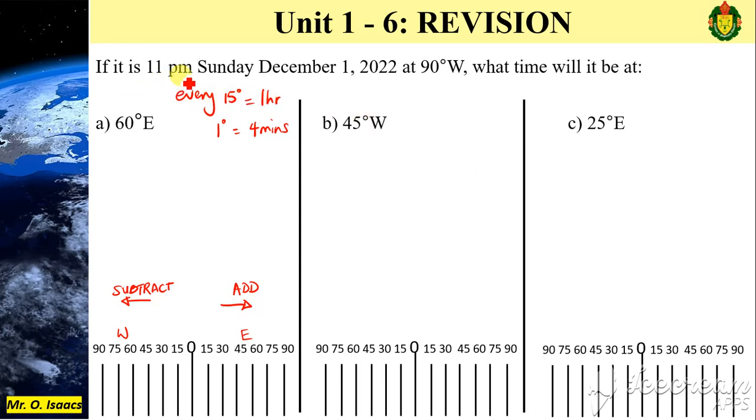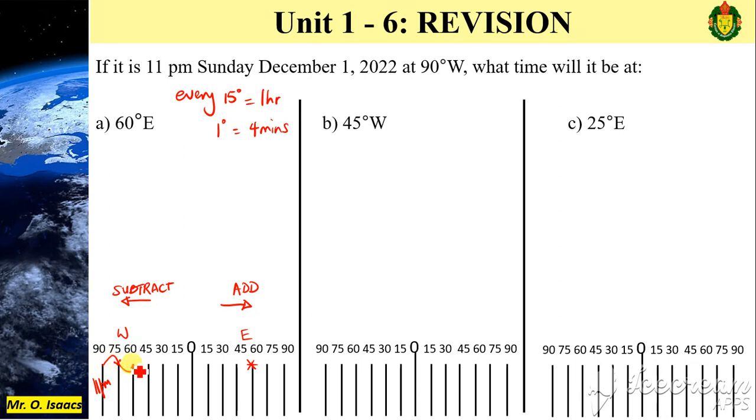It says if it is 11 p.m. Sunday, December 1st at 90 degrees west, so we're going to find 90 degrees west, which is right here. So this will be 11 p.m. What time will it be at 60 degrees east? We know that we're going all the way over here. Because we're going to the east, we're going to add. So this would be 12 midnight.